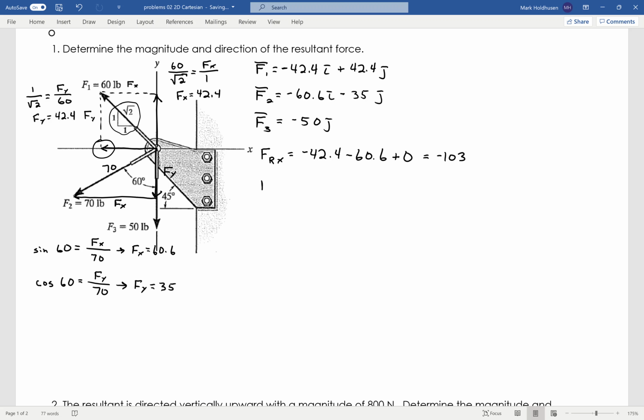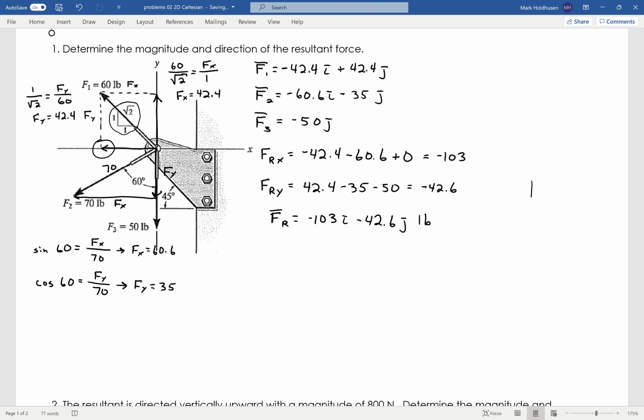I'll draw a picture here in a second once I find my y component, which is the same idea. We just add up all my y components. So 42.4 minus 35 minus 50, and I get a y component of negative 42.6. So what does this mean? Okay, well, I can write my resultant force as negative 103, no, there's no point, sorry. Negative 103 in the i direction, minus 42.6 in the j direction, okay? And then the magnitude on this will be pounds.